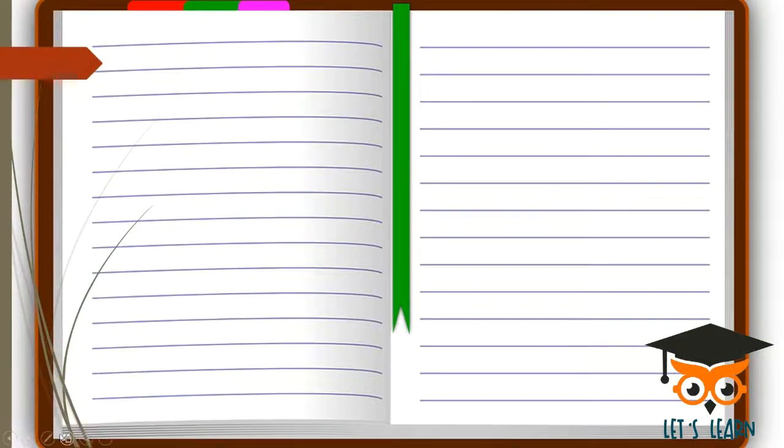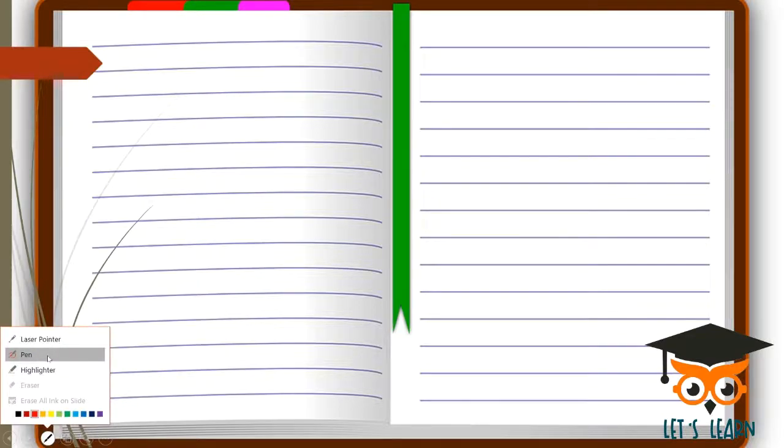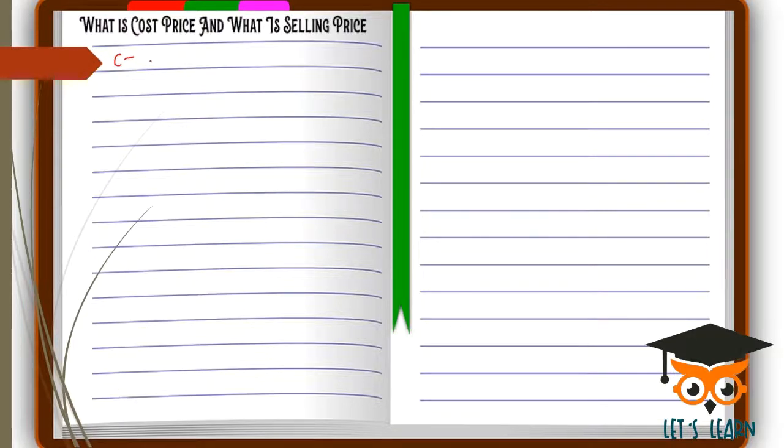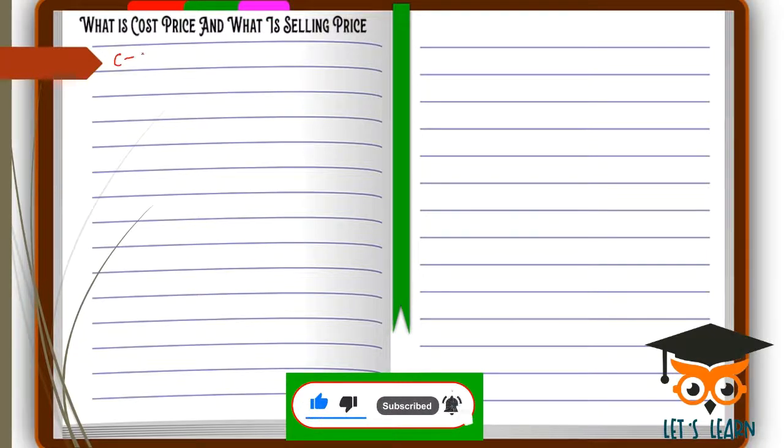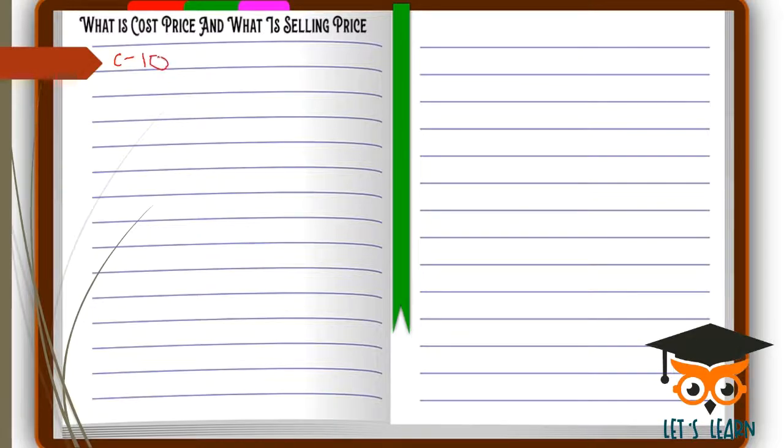Firstly, let me tell you what is cost price and what is selling price. Cost price is the actual cost, meaning the cost of the material used to make the thing and the cost of the labor work. Both will make the actual cost, that is the cost price. Like you can say 5 rupees is for the material and 5 rupees is for the labor work. So that will make 10 rupees. So this is the actual cost.